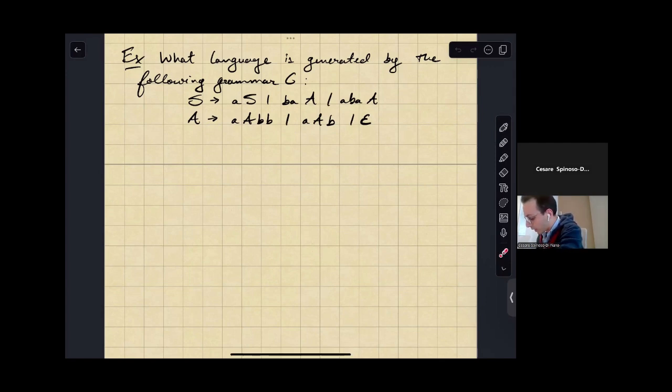Oops, if my laser pointer could work. I see my pen is not working.